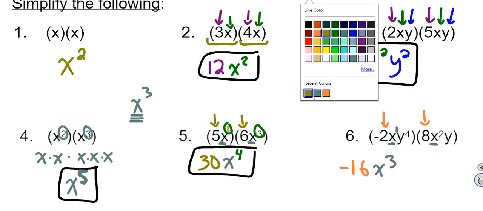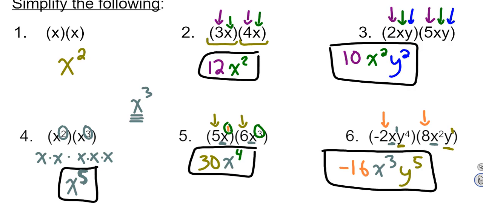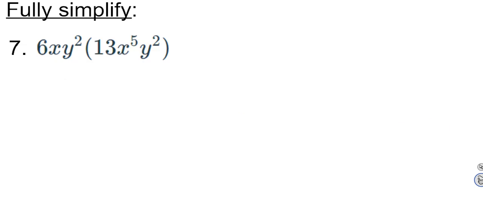Let's go ahead and look at our y's. Y to the 4th power times y to the first power is y to the 4 plus 1 is 5. So this is what we're going to be working on today, is just multiplying our monomials, multiplying polynomials, if you don't want to say monomials.